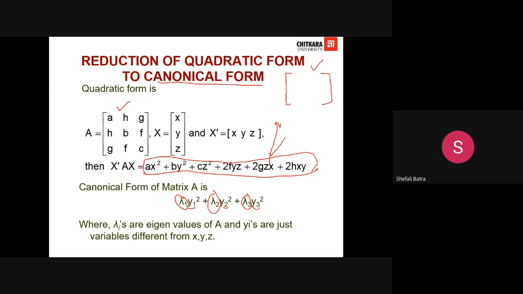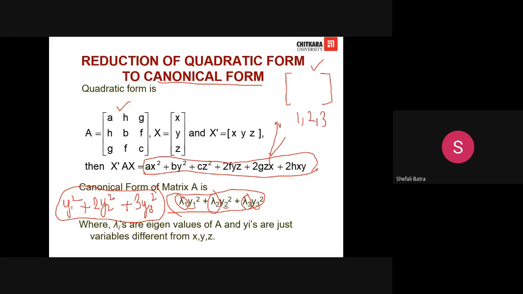After getting those eigenvalues, you will represent it in the form of the canonical form. Let us say you have written this matrix and you are getting eigenvalues, say 1, 2, 3. So how will you write? You will just write y1 square plus 2y2 square plus 3y3 square. That would be your answer. This is the canonical form of the given matrix.